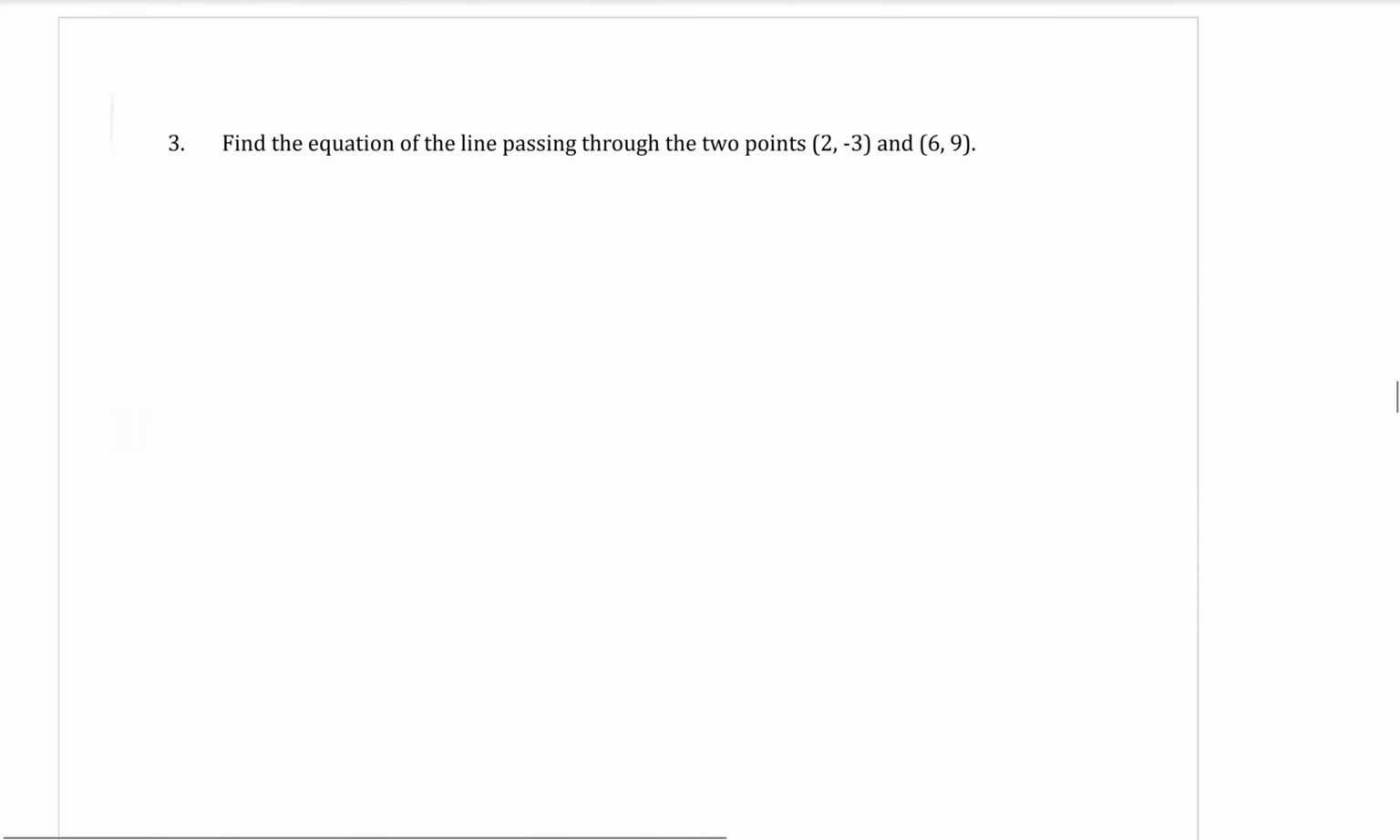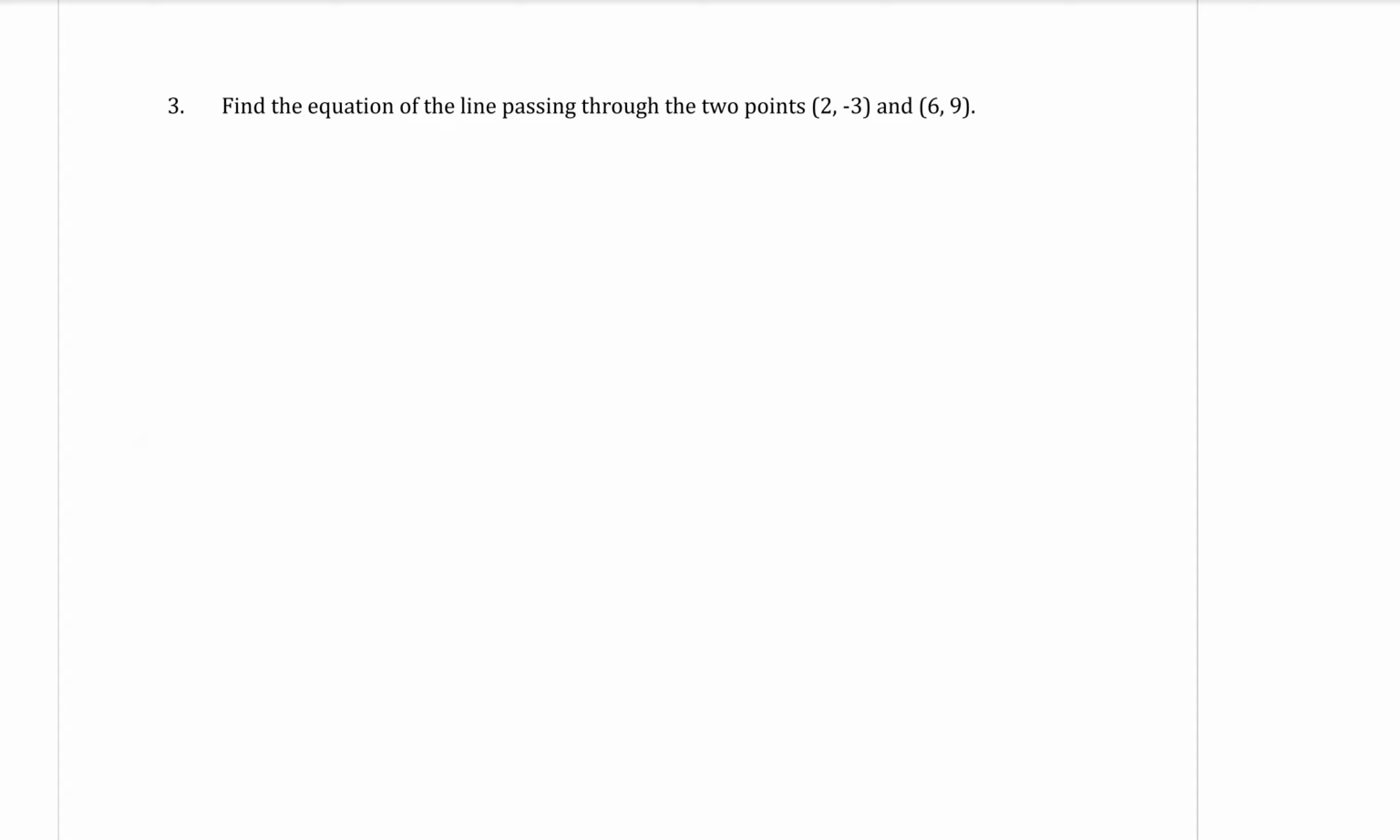Question 3. Find the equation of a line that passes through the points (2, -3) and (6, 9). So we want to find the equation. We have two options. We have y equals mx plus b, if I know the gradient and the y-intercept. Now, I don't know the y-intercept, so that's not going to be the best option for this one. So I will need to use instead the point gradient formula.